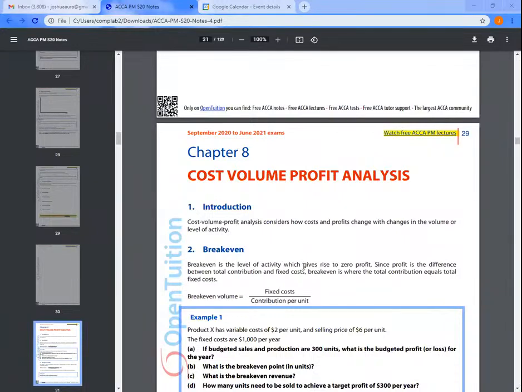So we are told, ladies and gentlemen, the most important thing is that under cost, volume, profit analysis, basically we are monitoring the costs. We shall be monitoring the profits. How are they going to move? Do they increase? Do they decrease? As the quantity we produce changes. So cost, volume, profit analysis. How will the cost be changing? How will the profit be changing as the volumes change?